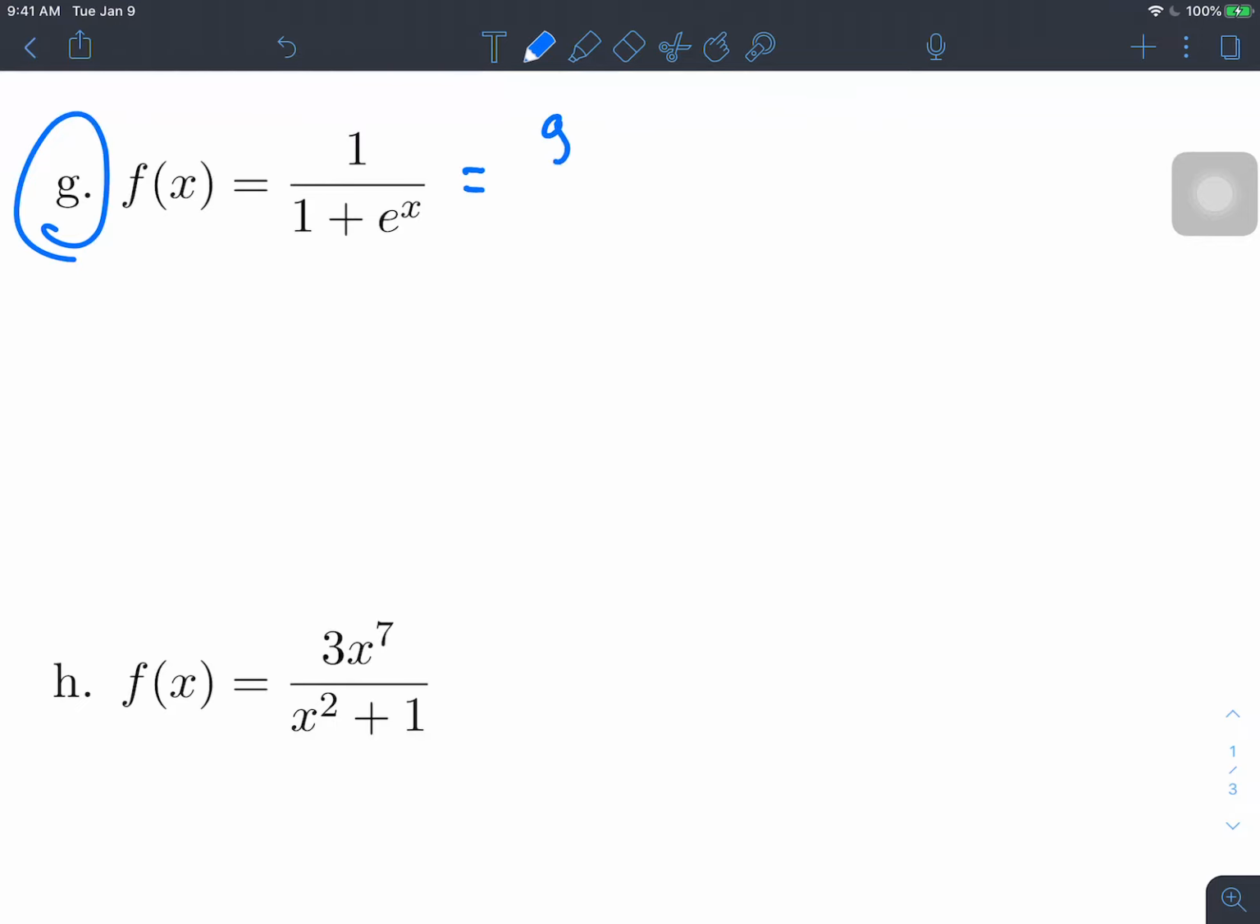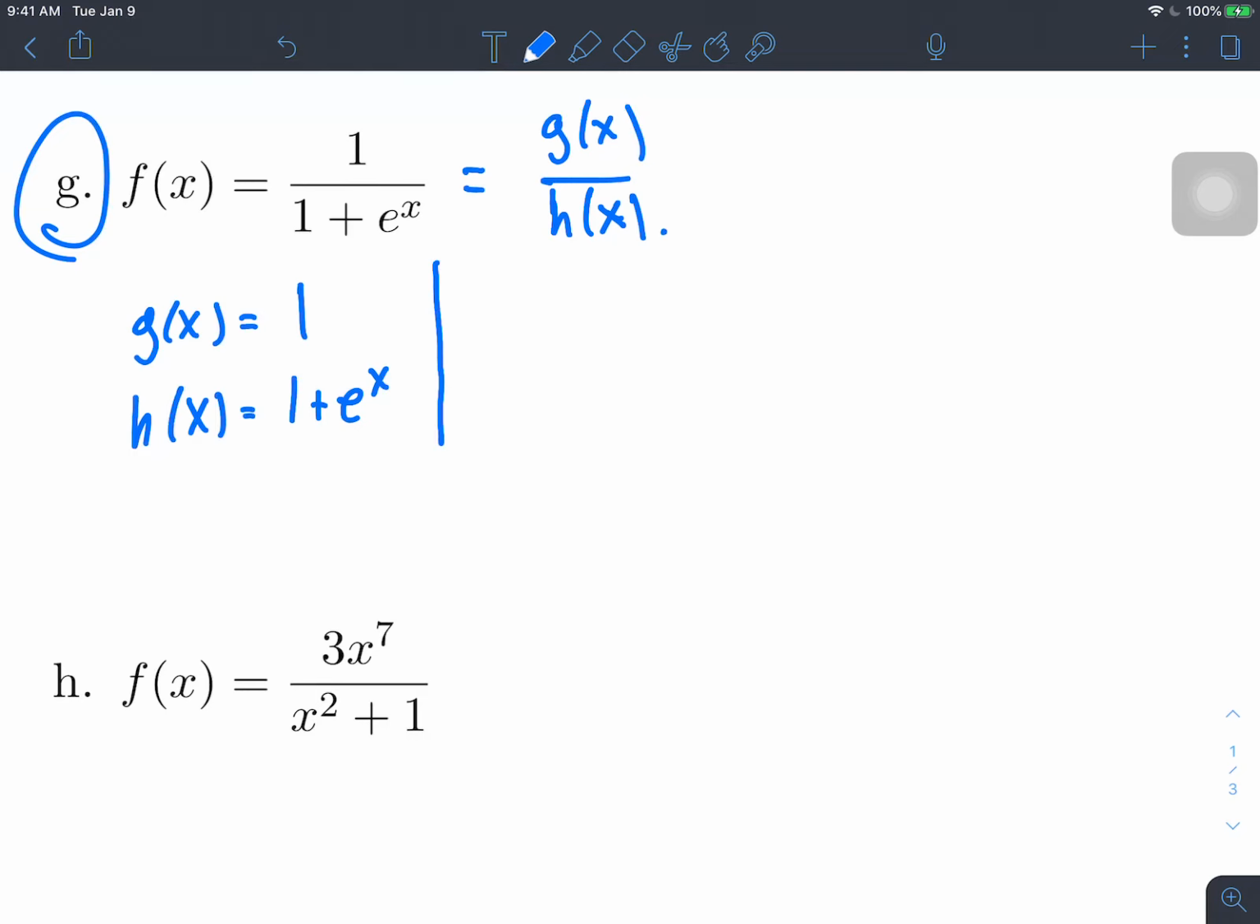So if I want to write this as g of x divided by h of x, and oh, I'm switching up the letters. Don't panic. We're still going to use the same format of this low d high minus high d low business. So what should g of x be? Yeah, just 1. The function 1, that's a function. And h of x? 1 plus e to the x, just the denominator.